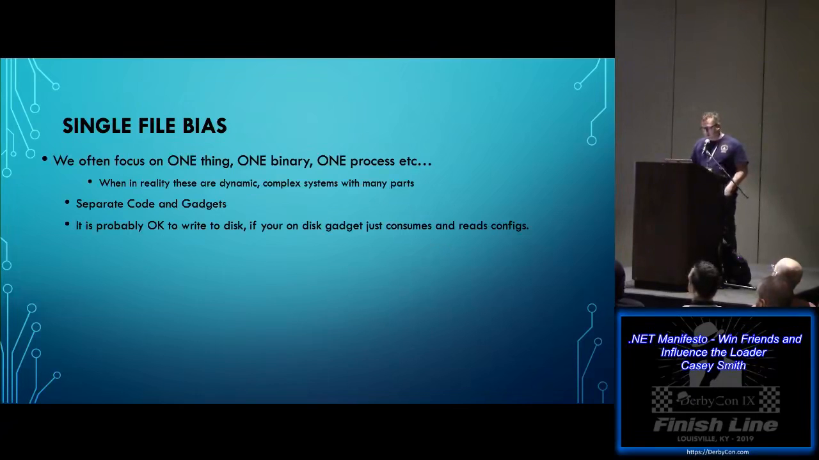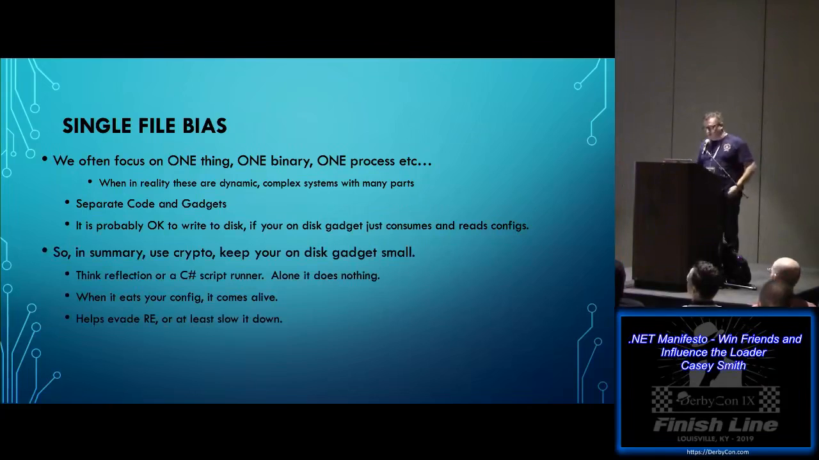Very often, as defenders or researchers, we look at a single binary or single process in isolation, when in reality, these are complex systems with different parts. So even though you put something down on disk, it may just be a very minimal gadget that needs extra capability fed to it through a script file or config file. Once you start breaking things into multiple elements, that's a really hard thing. It's harder to upload, say, 12 files to VirusTotal and get them analyzed at the same time. So in summary, keep your gadget small, and encrypt anything that touches disk, and it may help evade or slow down reverse engineering.